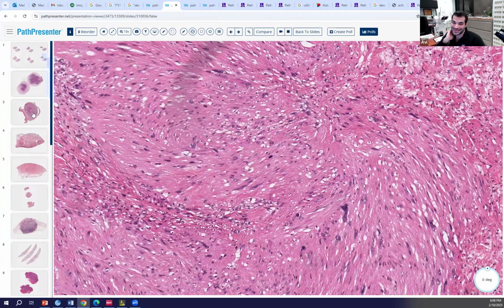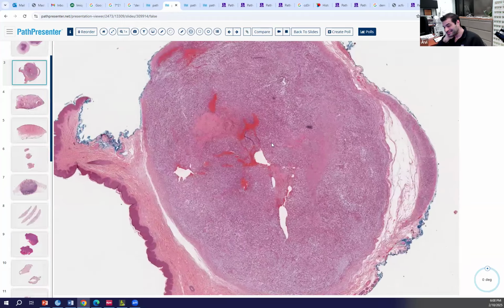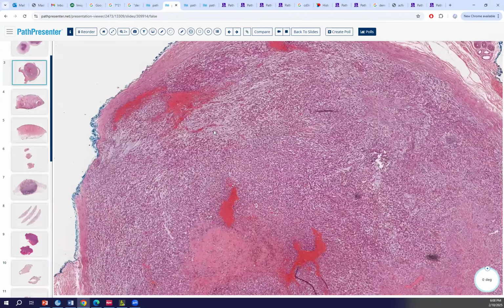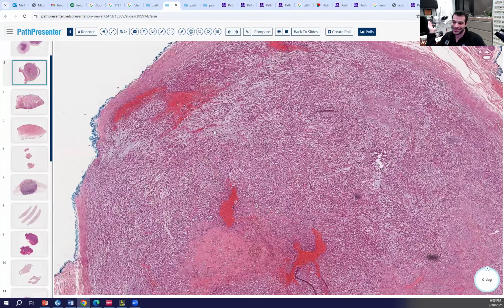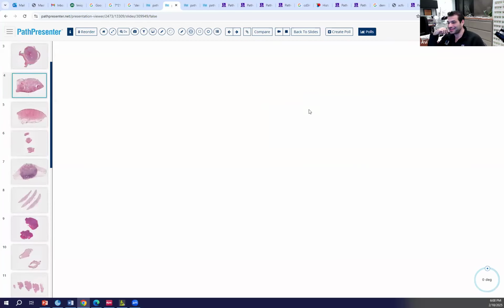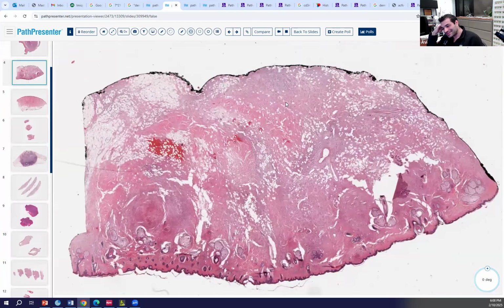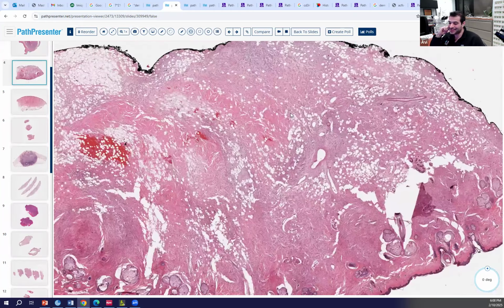All right, going back to this one. Epithelioid schwannoma. Very good. Epithelioid schwannoma, by process of elimination. Okay. You guys know this.